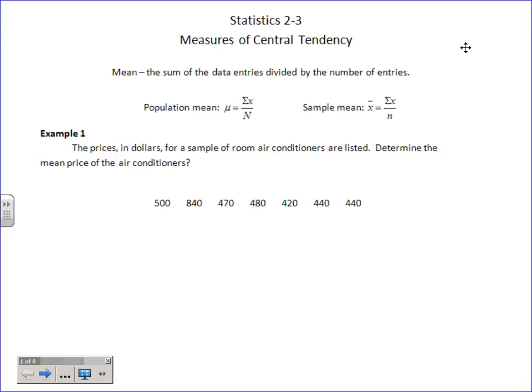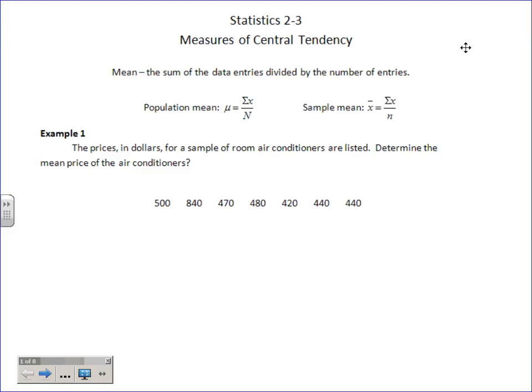But when we have a sample, instead of using mu, we use what's called X bar. You should have a bar over your X, a little line, that's all it is. It's really the same thing. It's still sigma X, add up all the X's, but now we're dividing by lowercase n. That n just means the number of people or things, but the capital N versus lowercase n tells you if it's population or sample.